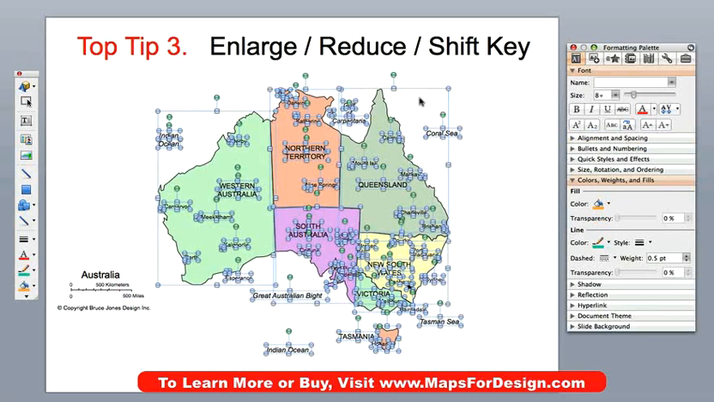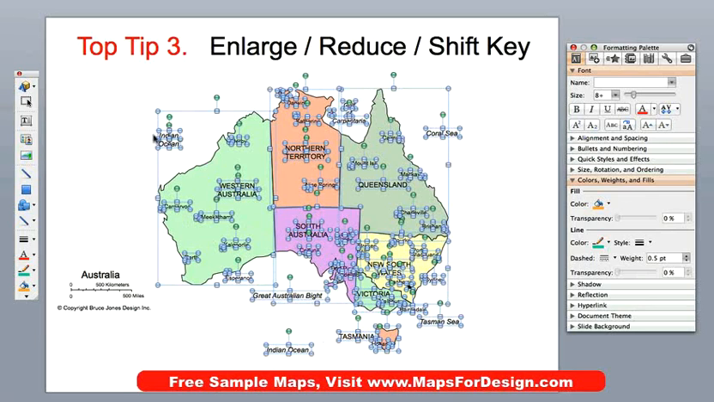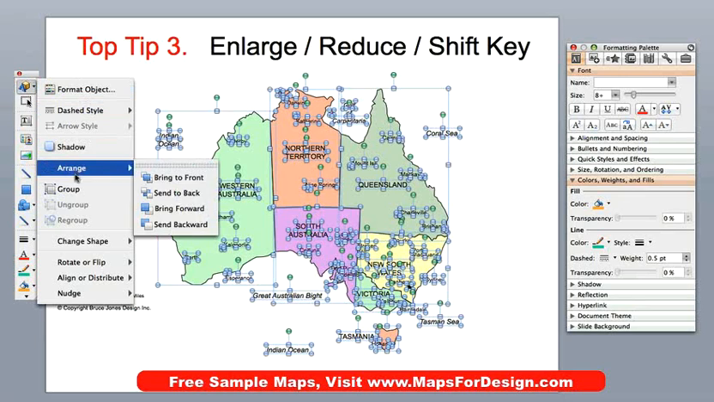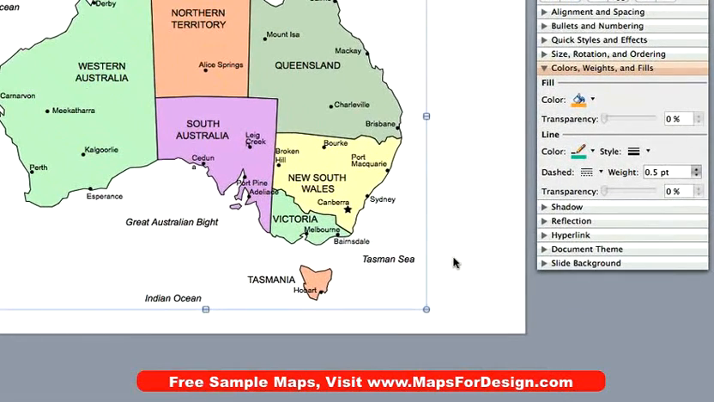So now you can see all the little handles and everything here is selected. To enlarge it or reduce it, very simple. We just need to group it first. So let's go to our Draw pop-up menu. We're going to do Group. It's right here.